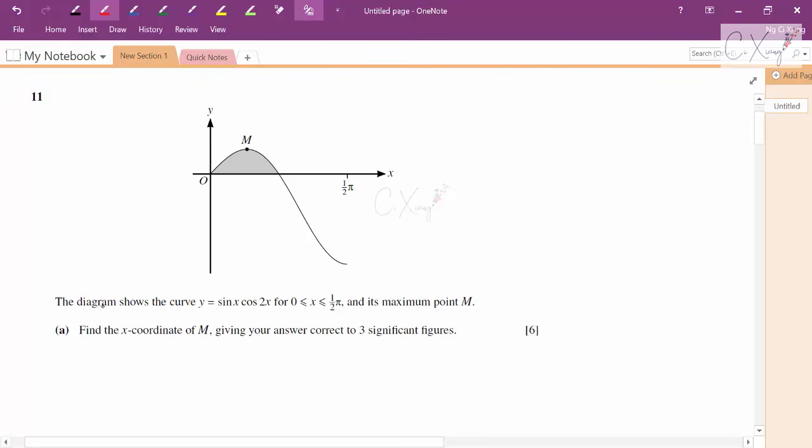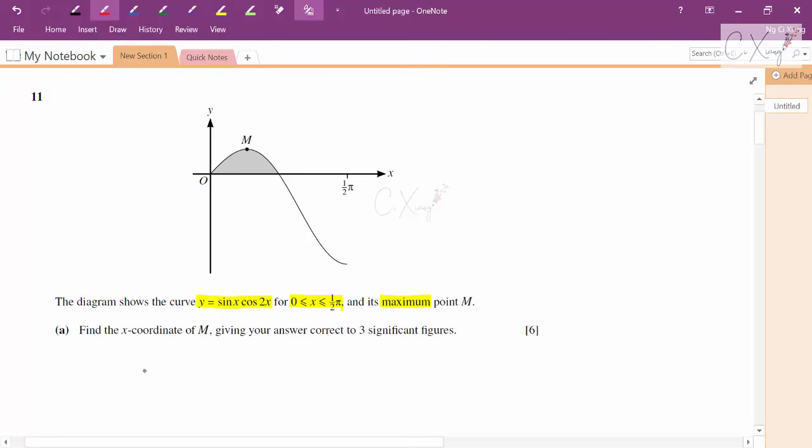Okay, so they give us a diagram and it shows that the curve is y equals sine x cos 2x for this domain. So x is from 0 until pi over 2 and the maximum point is at M. They want us to find the x coordinate of M, giving your answer correct to 3 significant figures. Okay, so it is related to the maximum point.